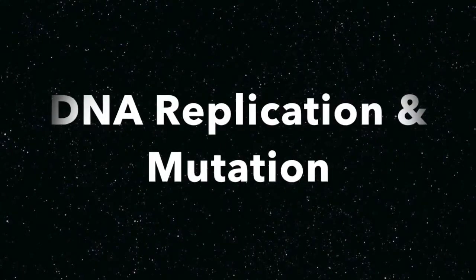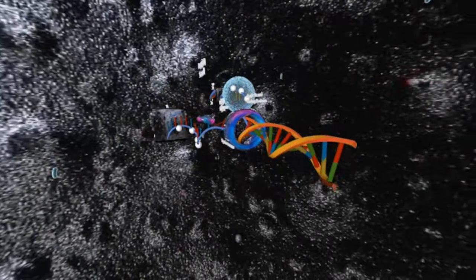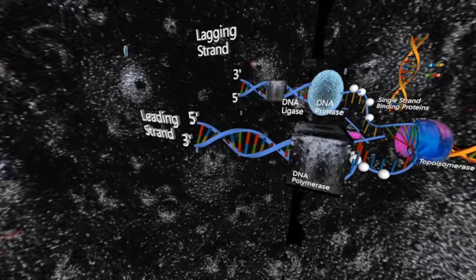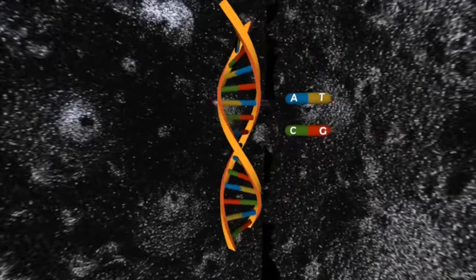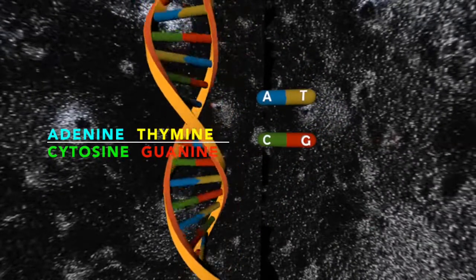DNA replication and mutation. DNA replication is the process by which DNA makes a copy of itself during cell division to ensure continuity of its species. DNA, or deoxyribonucleic acid, is the hereditary material in humans and all other organisms which, when replicated exactly, ensures continuity of its species. DNA is a double helix shape which contains two strands called polynucleotides.